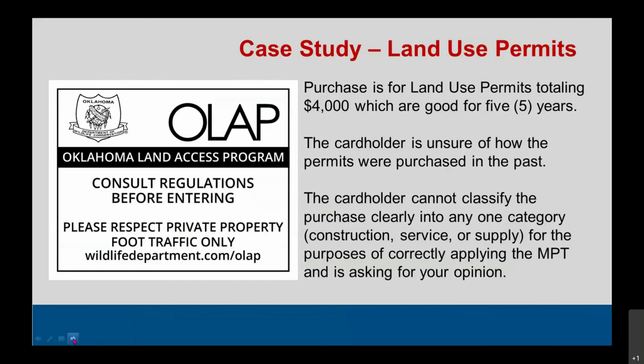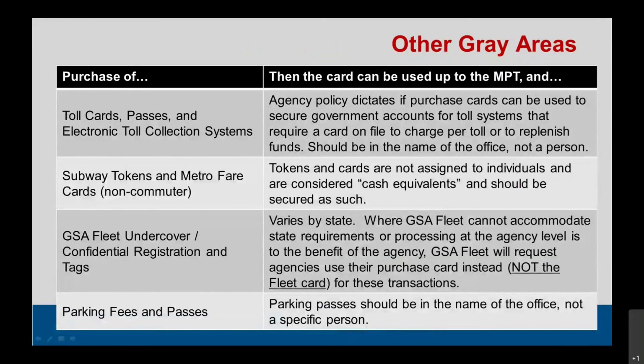So you can see in the case studies we had a lot of gray areas, but there's more. There can be other common things like toll passes and electronic toll collection systems. There's also subway tokens and Metro fare cards for non-commuters. This would be when you're buying those types of things for people to attend meetings if they're at the office but need to go across town or something like that. Those are considered cash equivalents and you should secure them.